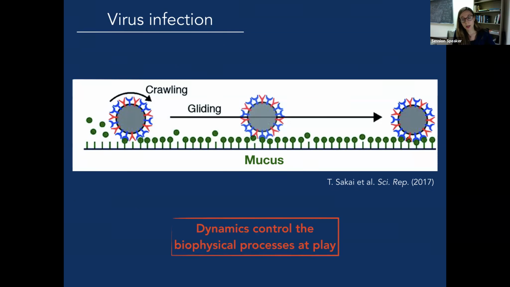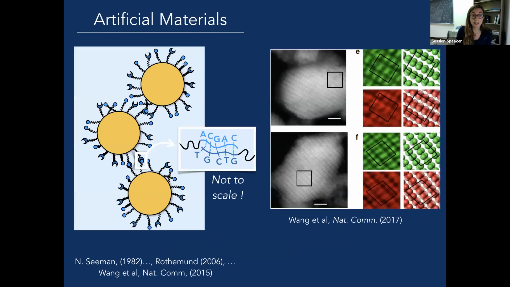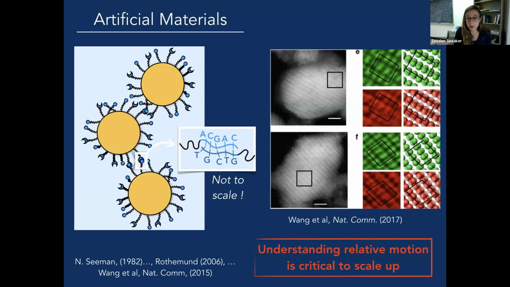Now that's for the biological realm, but also in the artificial realm, for a decade now, we've been able to synthesize large arrays of materials made of colloids that between themselves are attached via complementary DNA sequences that act as sticky feet. And for these systems that have interesting material properties, it's been shown that it's actually critical to understand how the particles move with respect to one another to achieve very large scale, well-controlled crystallographic alignments of the particles. So here, once again, understanding relative motion is critical to scale up those materials.